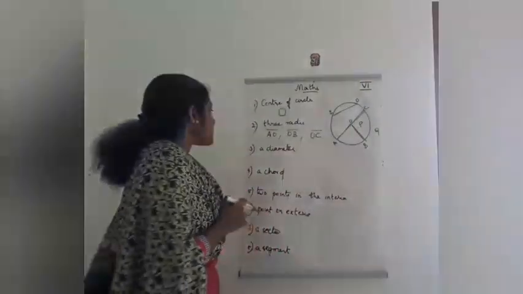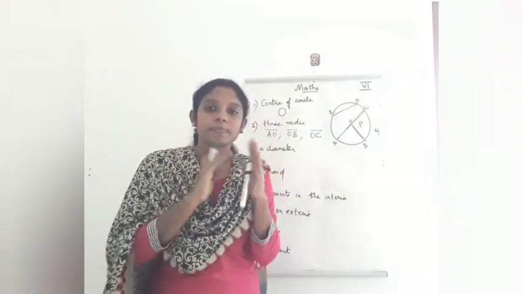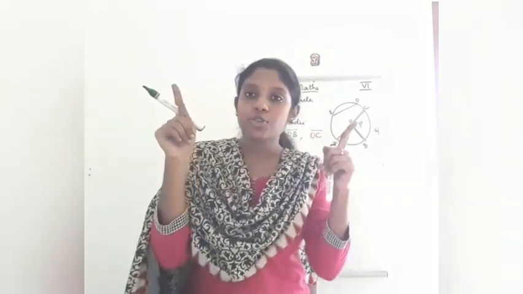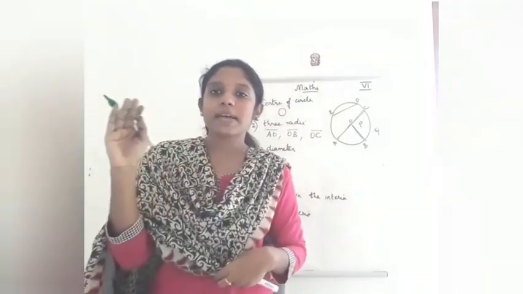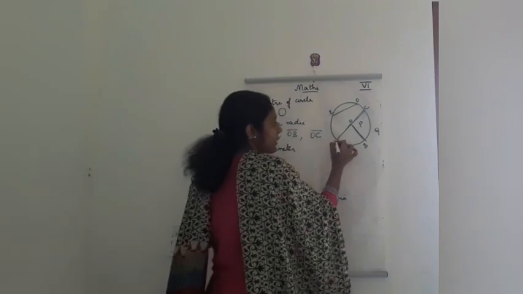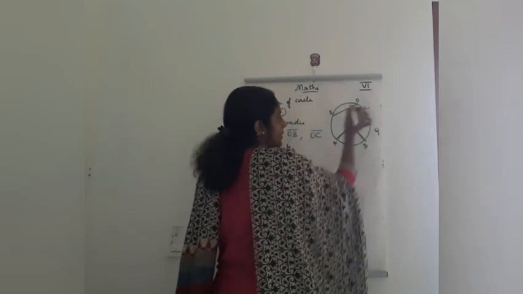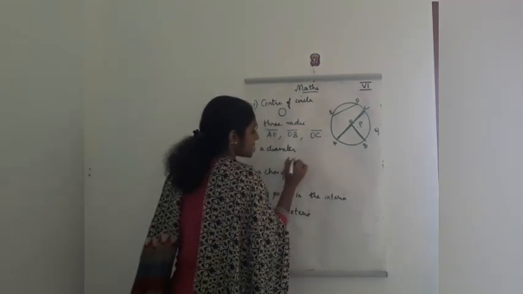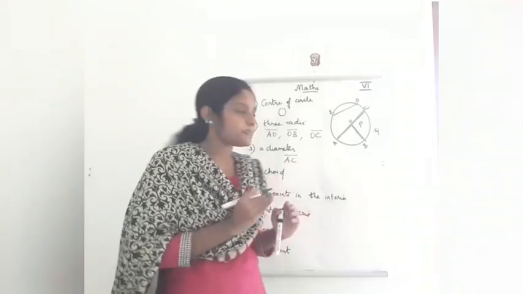Next one, a diameter. What is a diameter? A diameter is a line segment which joins any 2 points on the circle but which passes through the center. It must pass through the center, joining any 2 points. So the line segment that passes through the center is AC. So the diameter is AC. This AC is the one that passes through the center.